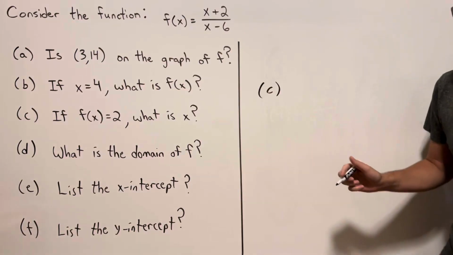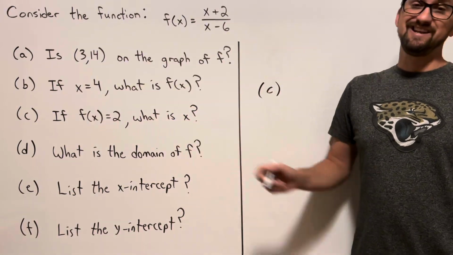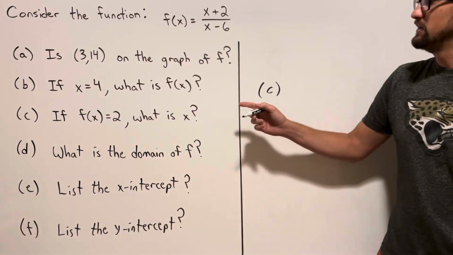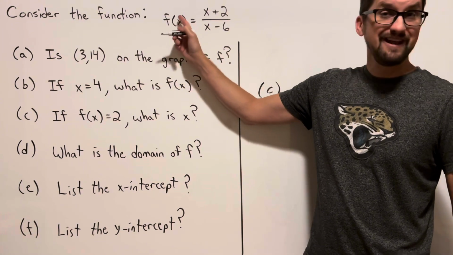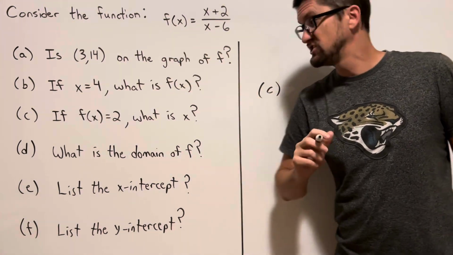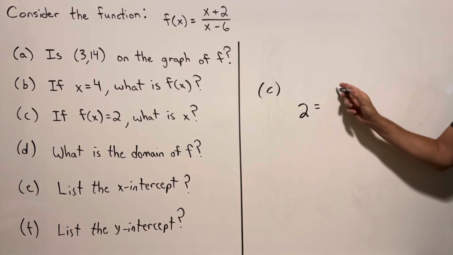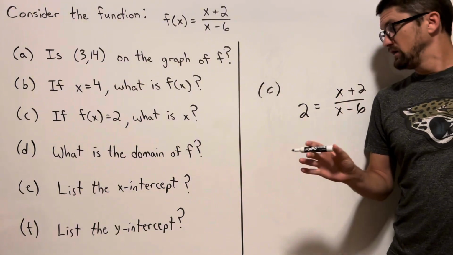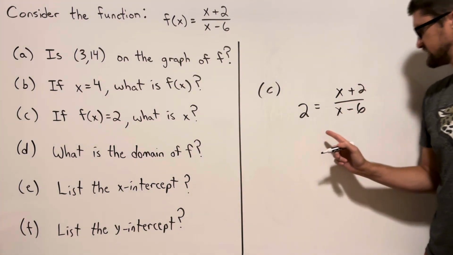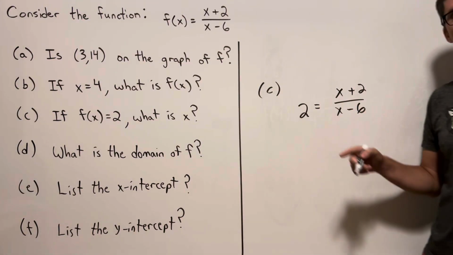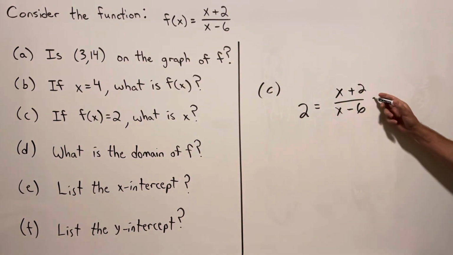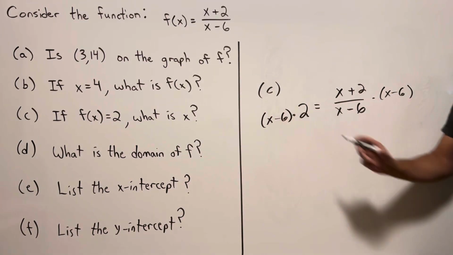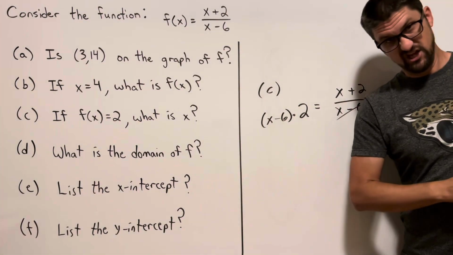Alright, let's look at part C. It says if f of x is 2, what is x? So this time it's giving you the f of x value or the y value. So with this one, I'm going to replace the left-hand side here, the f of x part, with 2. And that's going to equal x plus 2 over x minus 6. Alright, so now it wants x, so we're going to have to solve this for x. Now what I'm going to do here is get rid of this denominator by multiplying both sides by x minus 6. That way they cancel on the right.